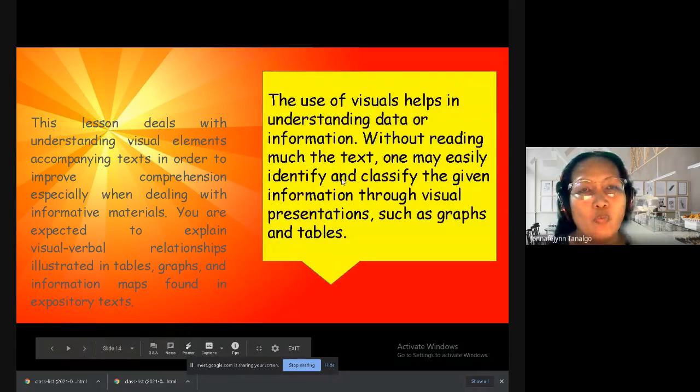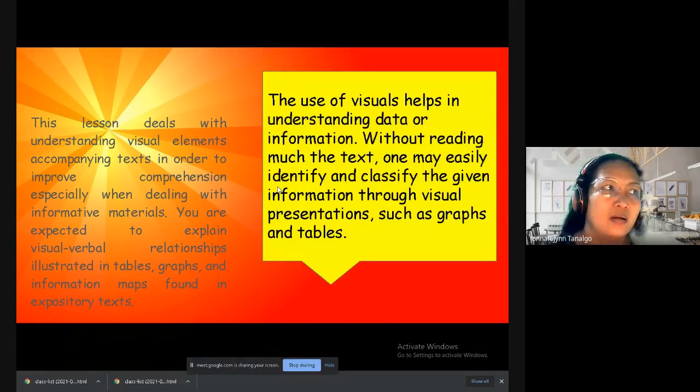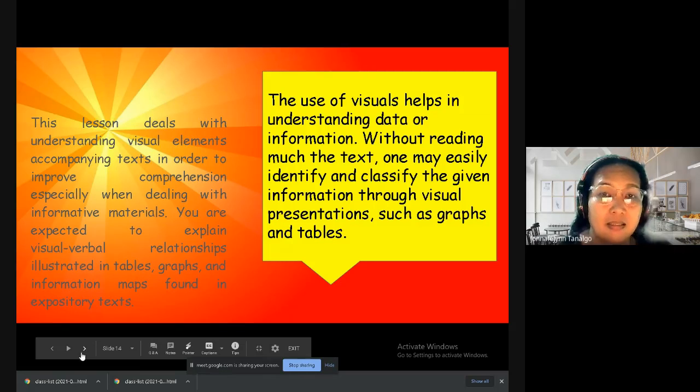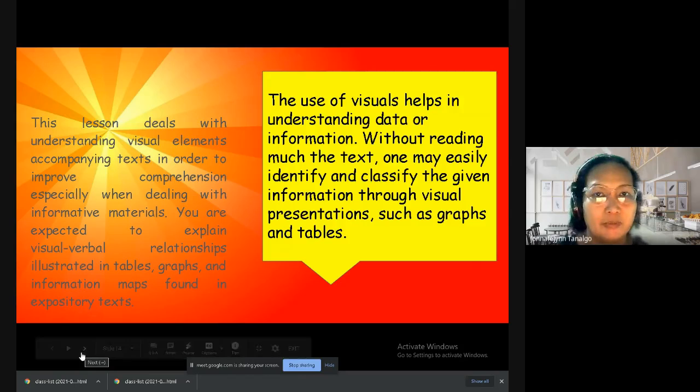And why is it important to know about visual and verbal text? The use of visuals helps in understanding data or information. Without reading much of the text, one may easily identify and classify the given information through visual presentations such as graphs and tables. I think that is the essence of why we need to study verbal visual text.